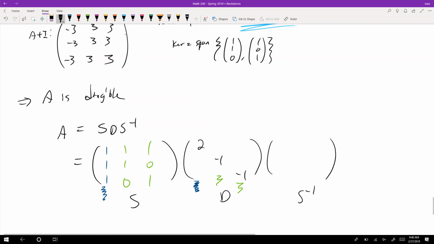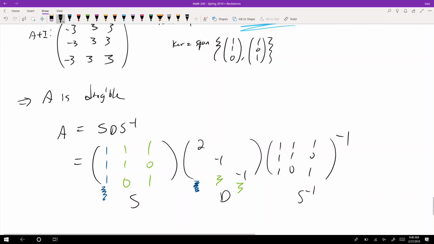Okay? And then S inverse is just the inverse of S, so 1, 1, 1, 1, 1, 0, 1, 0, 1, inverted, right? So let's just not calculate what that is for now. It's fine. Okay, so this is how you write down the matrix in diagonal form. Any questions?